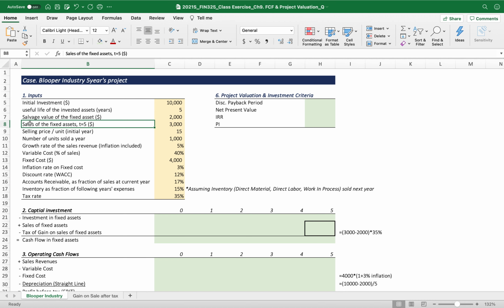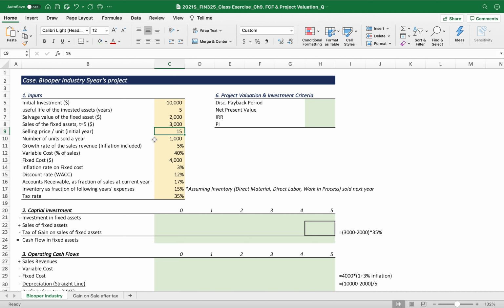We assume that we will sell this asset at the end of year 5 at $3,000, which is higher than this salvage value. Okay, and then the selling price, that is the element of the revenue sales. Selling price per unit is $15, and then the number of units sold a year is 1,000.